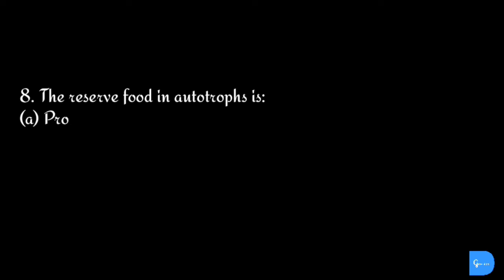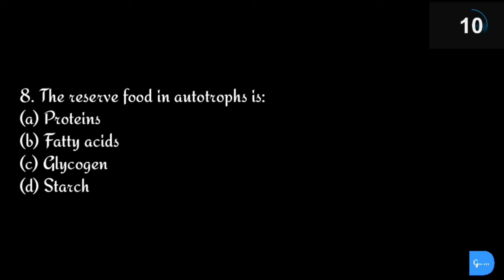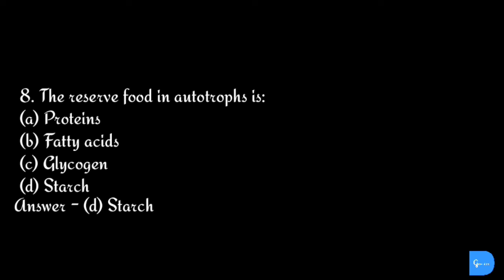Question number 8. The reserve food in autotrophs is. Options are A. Proteins, B. Fatty acids, C. Glycogen, and D. Starch. The correct answer is option D.